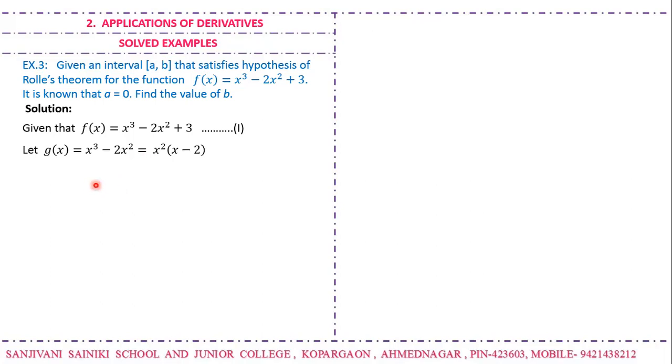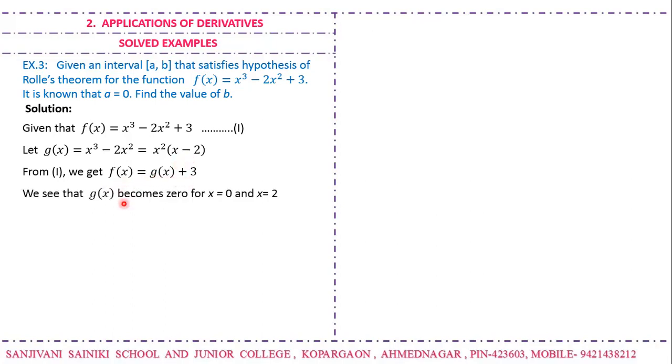Now this f of x is equal to x cube minus 2x square plus 3. So we can simplify this function, this x cube minus 2x square. We call this g of x. Then g of x is x cube minus 2x square, that is x square into x minus 2. So what is f of x then? g of x plus 3.